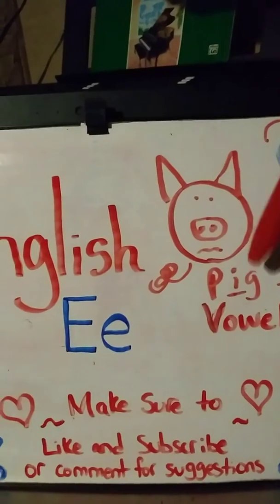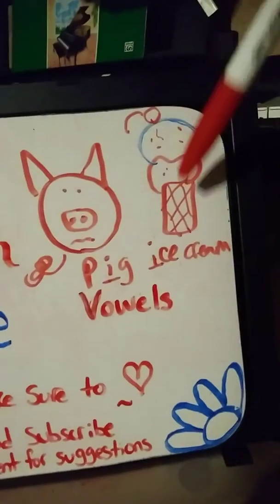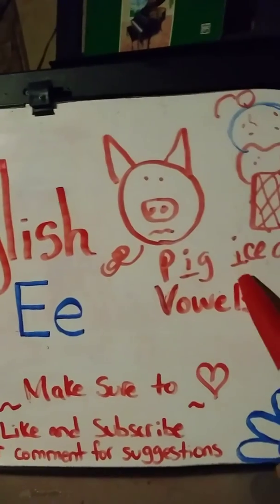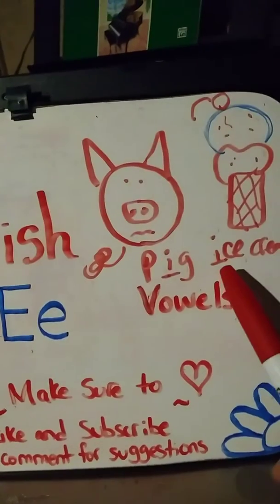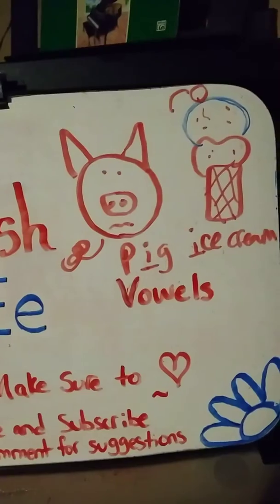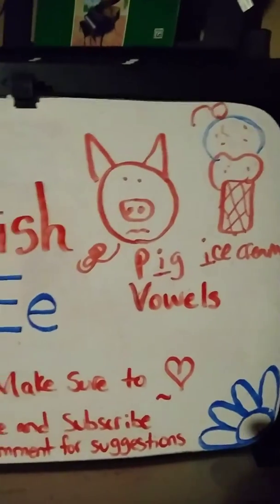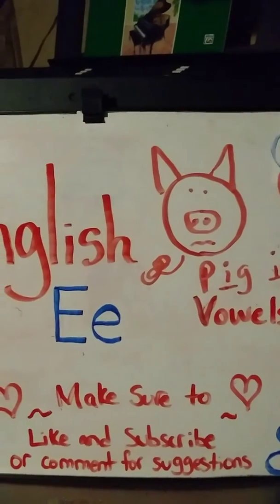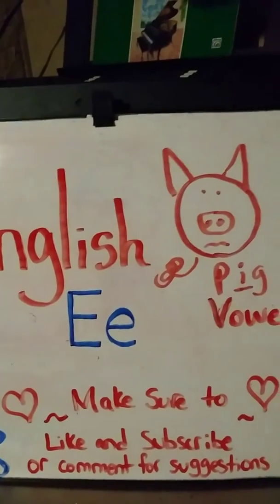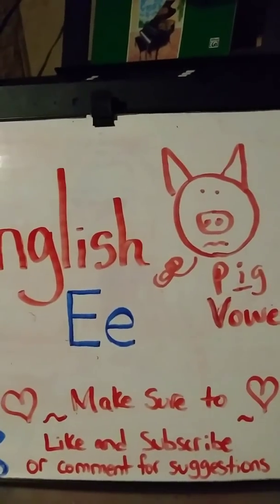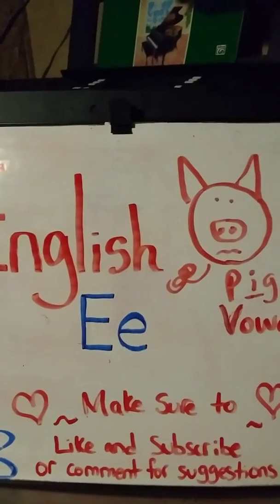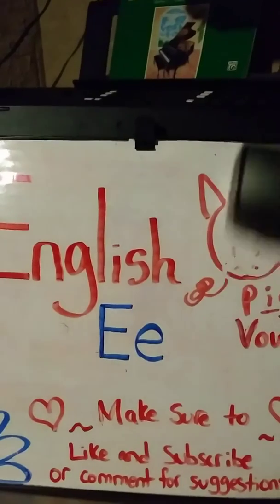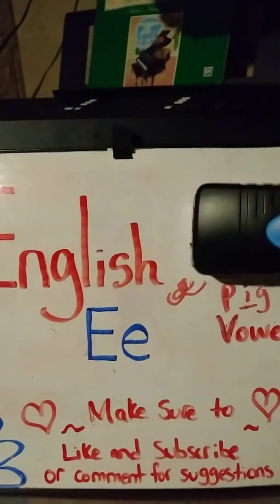Now move over to ice cream. See that? Ice cream. That is the long I. You can hear the I there. Alright. Remember, same letter, two different sounds. Short I and long I. Short I sounds like I. Long I sounds like I.